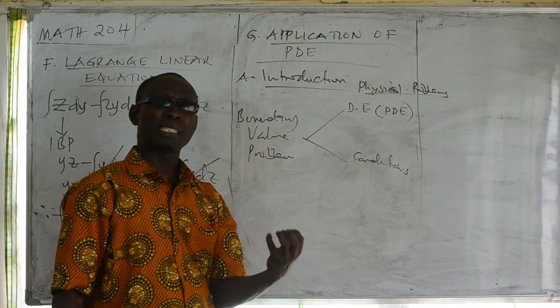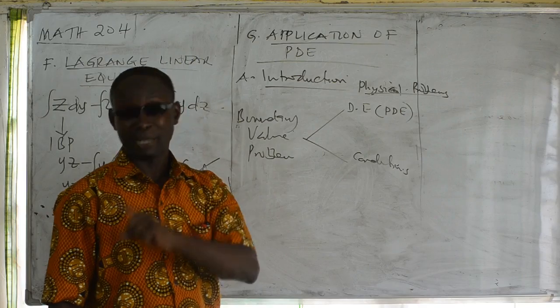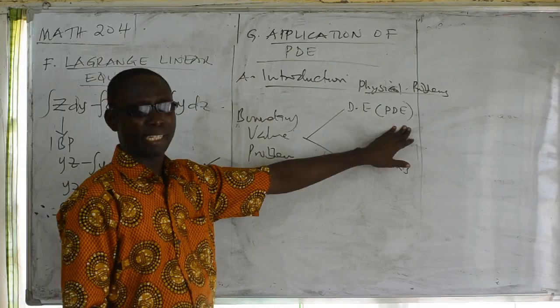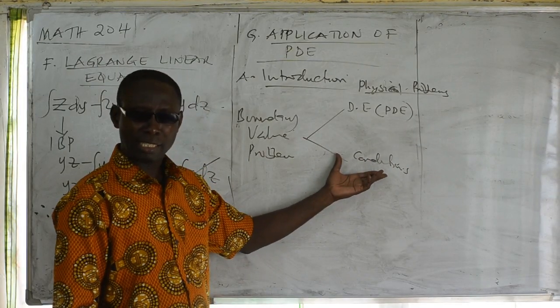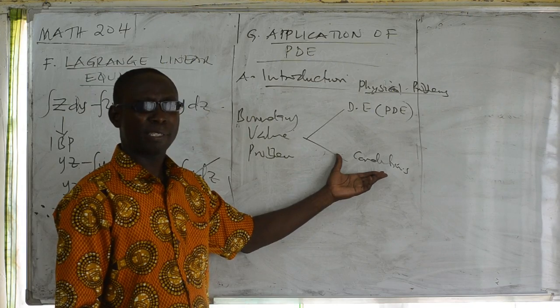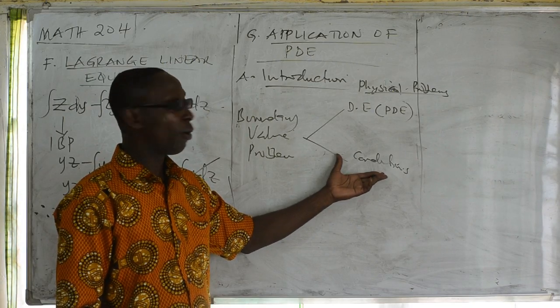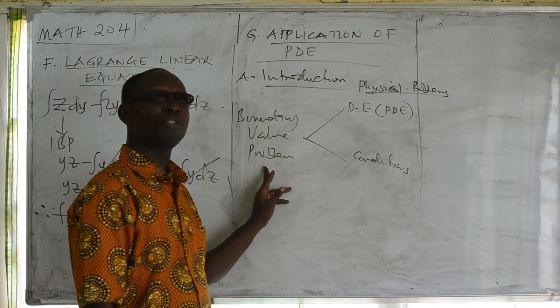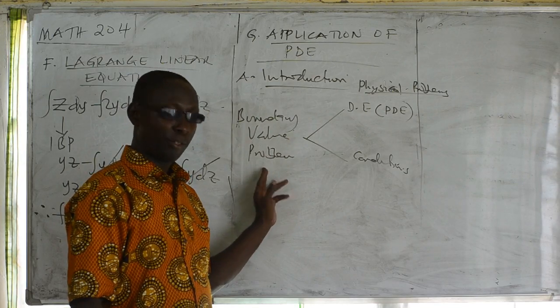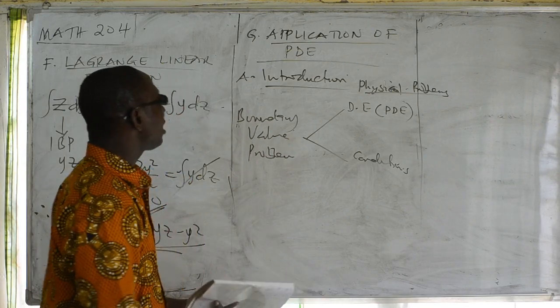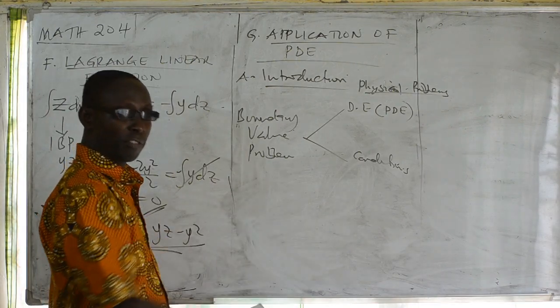Because physical problems are made up of two or more independent variables, that is why it is a PDE. And there are existing conditions. For every physical problem, there are existing conditions. These two put together give what we call a boundary value problem, BVP. Now, let us look at how to solve such problems.